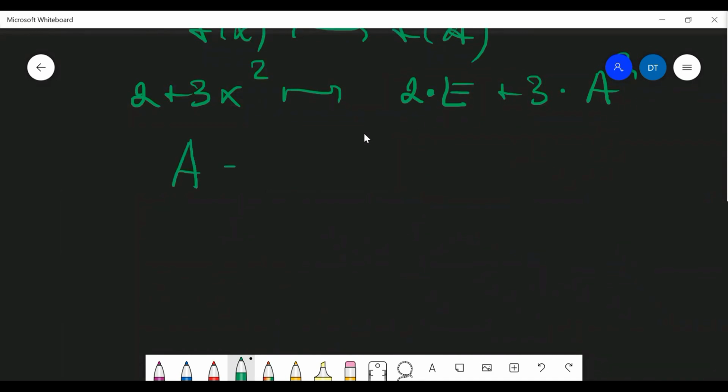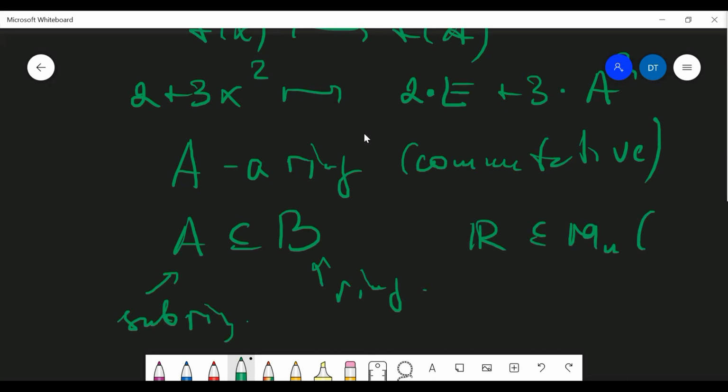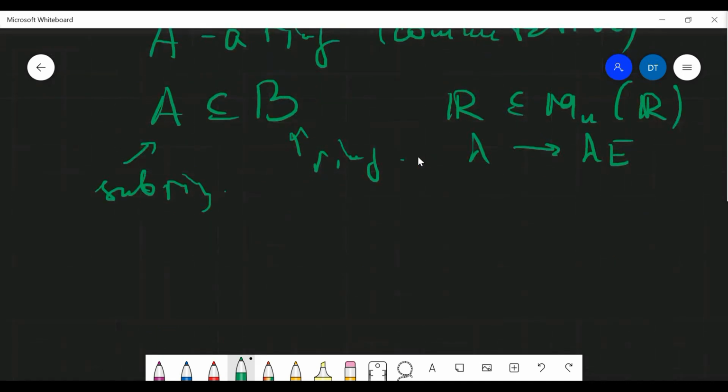let's say A is a ring, commutative, and let's say it's a subring of B. Well, let's say this is a ring, and this is a subring. For example, R inside square matrices, like lambda corresponds to lambda E. Or this is the case where real numbers are considered as a subfield in the complex numbers or something like that.